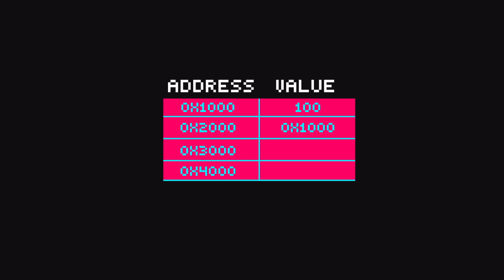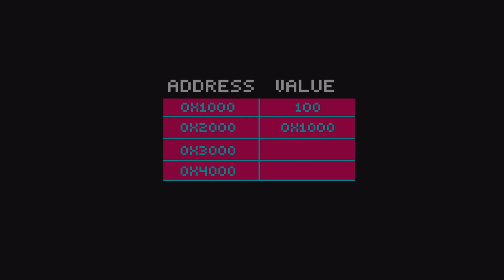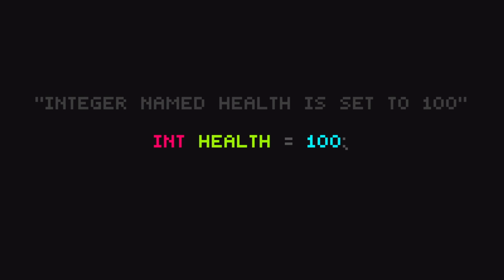So what does a pointer look like in C++? It's actually not that difficult. First we declare a variable, such as int health = 100. You can read this line of code as integer named health is set to 100. This is the easy part.